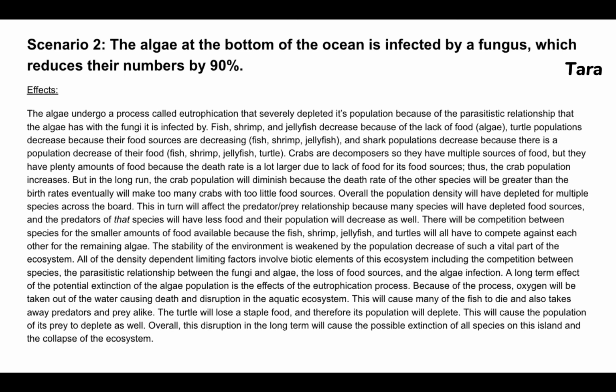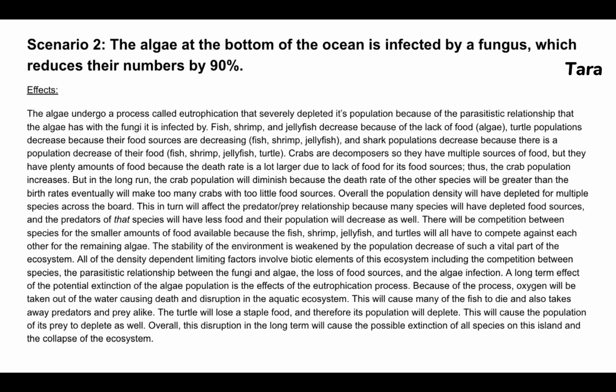The overall population density will have depleted for multiple species across the board, and this in turn will affect the predator-prey relationship because many species will have depleted food sources, and the predators of those species will have less food and their populations will decrease as well. There will also be competition between species for smaller amounts of food available because the fish, shrimp, jellyfish, and turtles all have to compete against each other for the remaining algae.